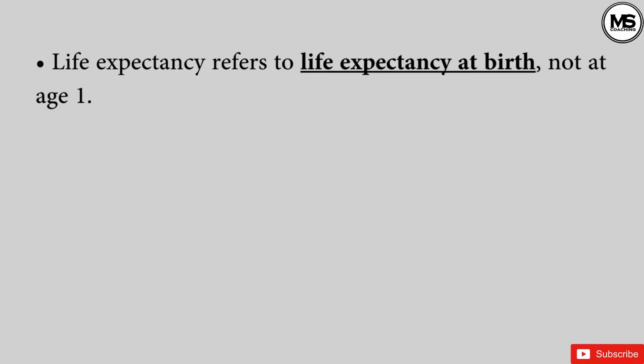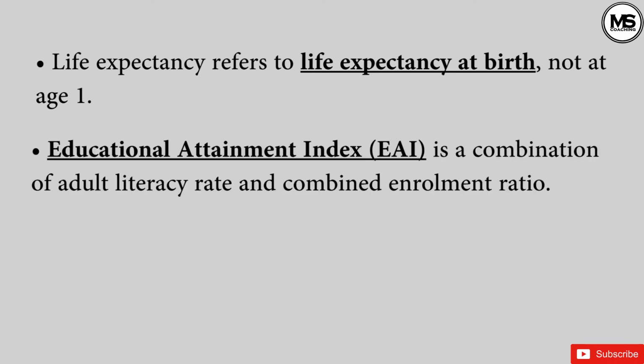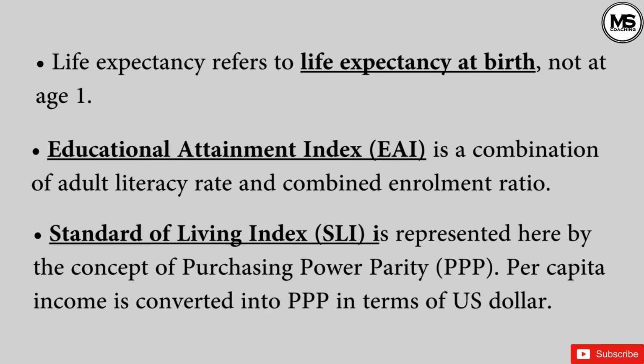Life expectancy refers to life expectancy at birth, not at age 1. Educational Attainment Index, EAI, is a combination of adult literacy rate and combined enrollment ratio. Standard of Living Index, SLI, is represented here by the concept of purchasing power parity, PPP. Per capita income is converted into PPP in terms of US dollars.